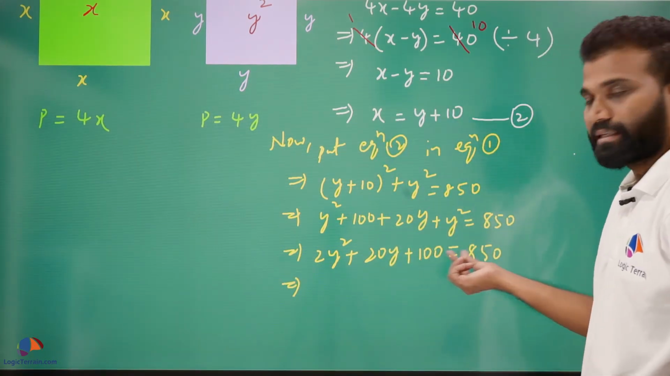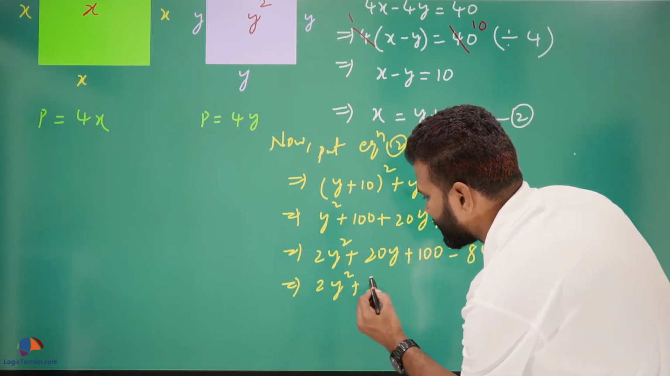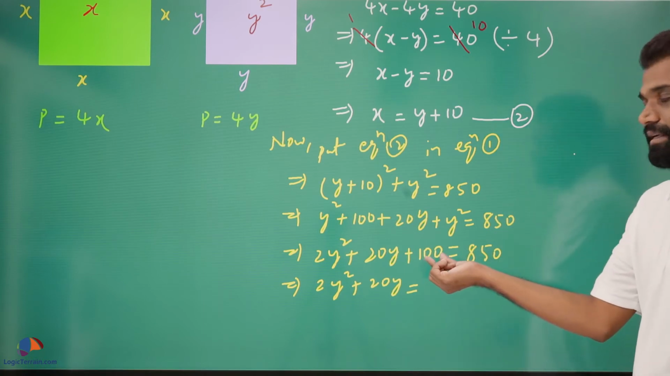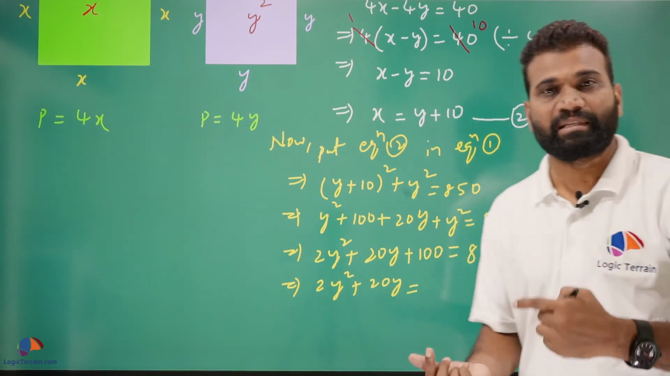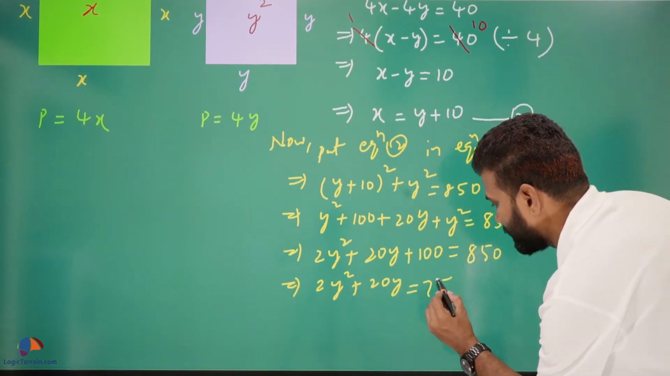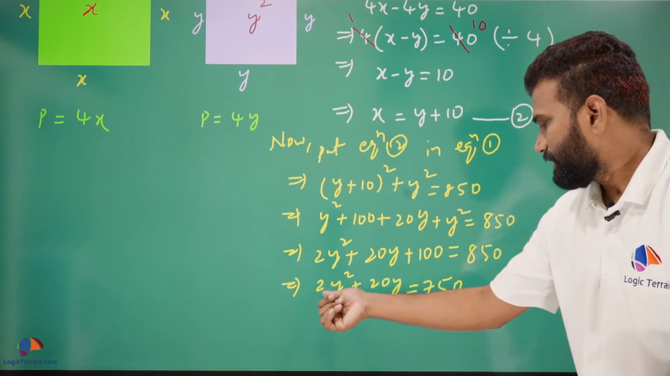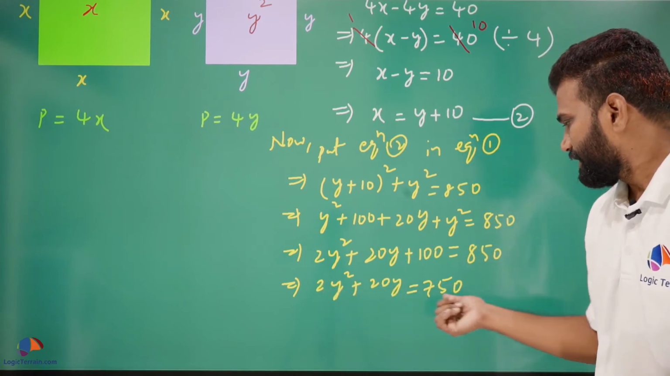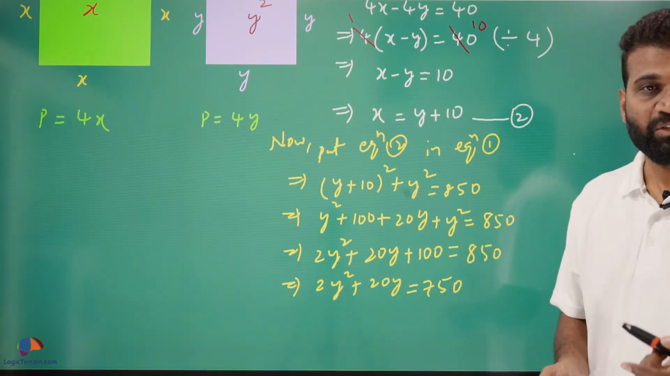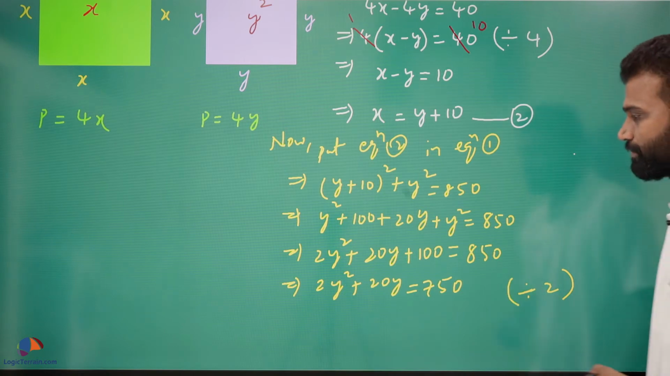We'll bring this 100 to this side, then 2y square plus 20y is equals to 850. Here 100 is positive, if it comes to this side it becomes negative. 850 minus 100, this becomes 750. Now here you can see, it is a multiple of 2, 20 is a multiple of 2, and 750 is also an even number. So these all will be divided by 2.